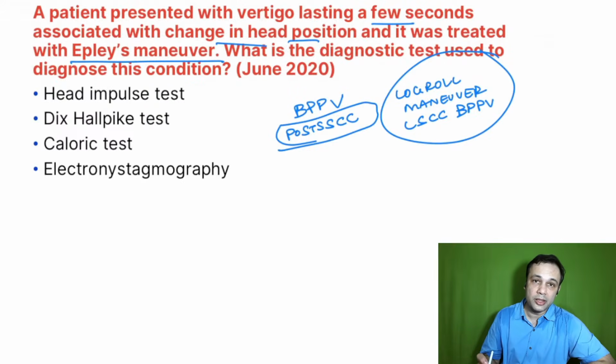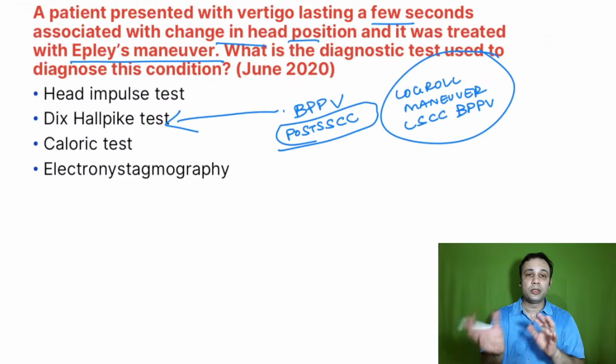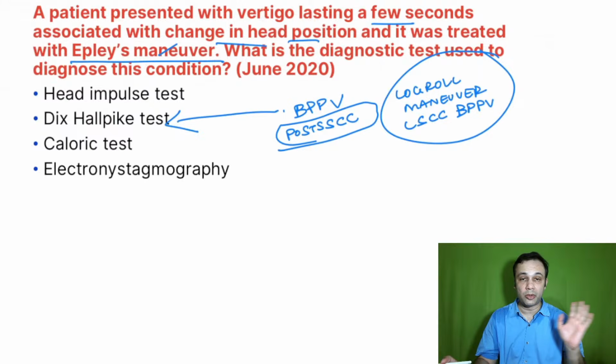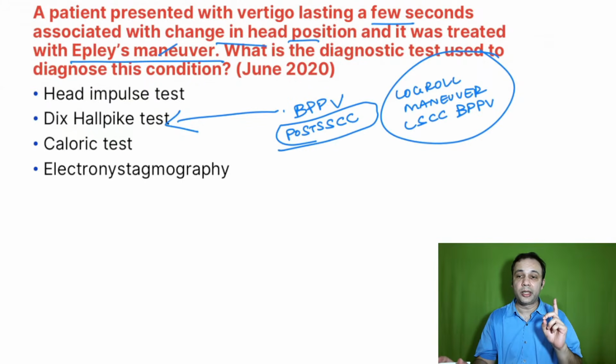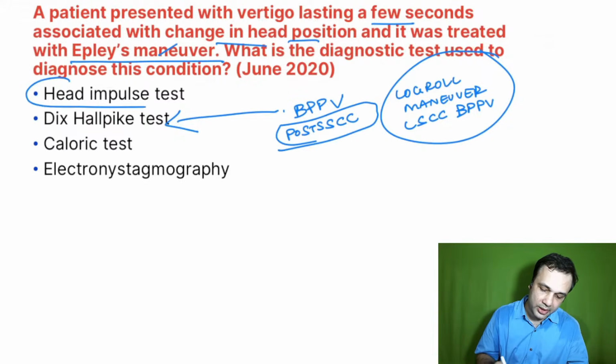Let's look at the options. What is the diagnostic test used to diagnose this condition? Okay, so you have BPPV, rightly mentioned Stardust, it is Dix-Hallpike test. So you do a Dix-Hallpike test. In the same sitting you can do the particular maneuver, that is Epley's Simon's in case of posterior semicircular canal BPPV, and log roll maneuver in case of lateral semicircular canal BPPV. Remember, Dix-Hallpike test you can always use to find out lateral semicircular canal BPPV as well as posterior semicircular canal BPPV. What about head impulse test?